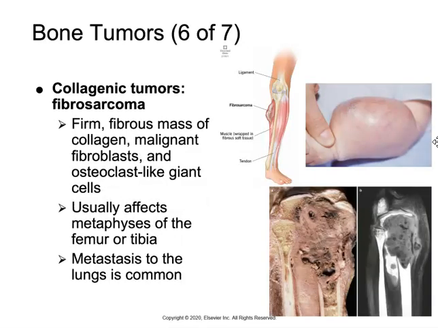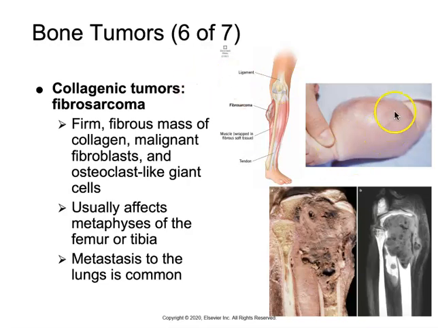Next, we have our collagenic tumors, and fibrosarcoma is our tumor that is going to form fibrous connective tissue, and it's the most common type and can affect bone and or soft tissue. We see that it creates this firm fibrous mass of collagen and malignant fibroblasts and osteoclast-like giant cells. We see it's most common in adults between the ages of 30 and 50, and we see a slightly higher incidence in females.